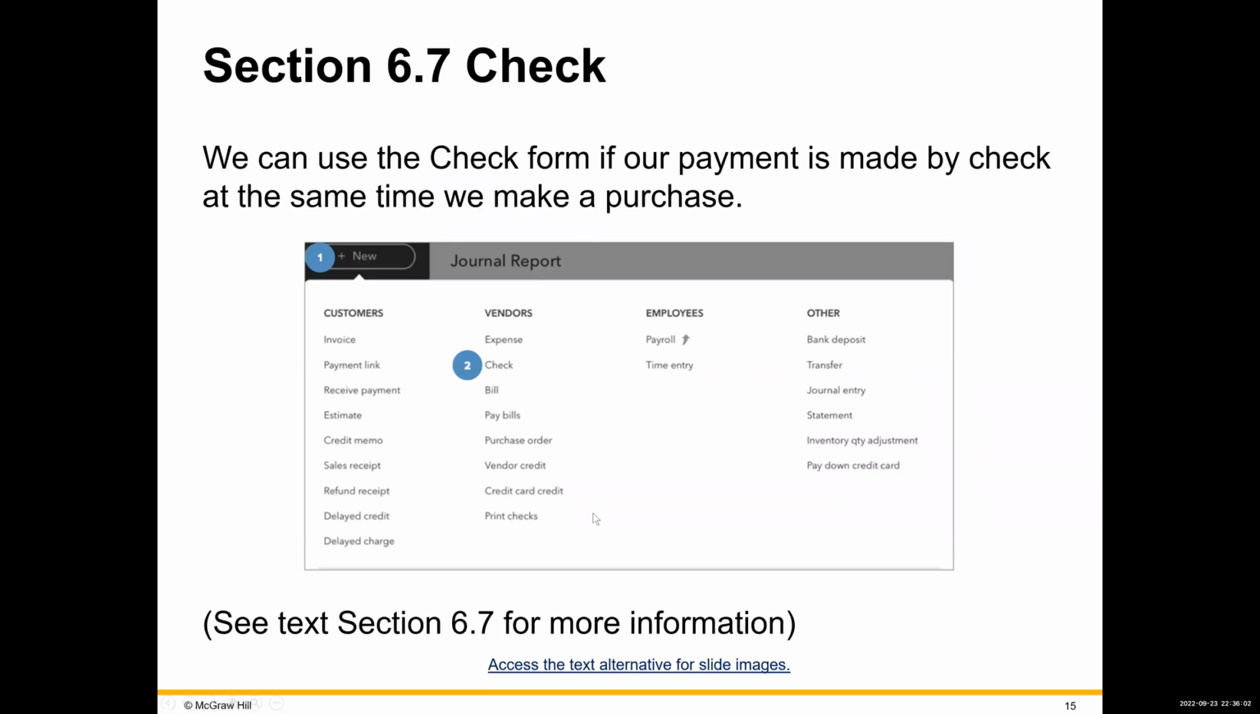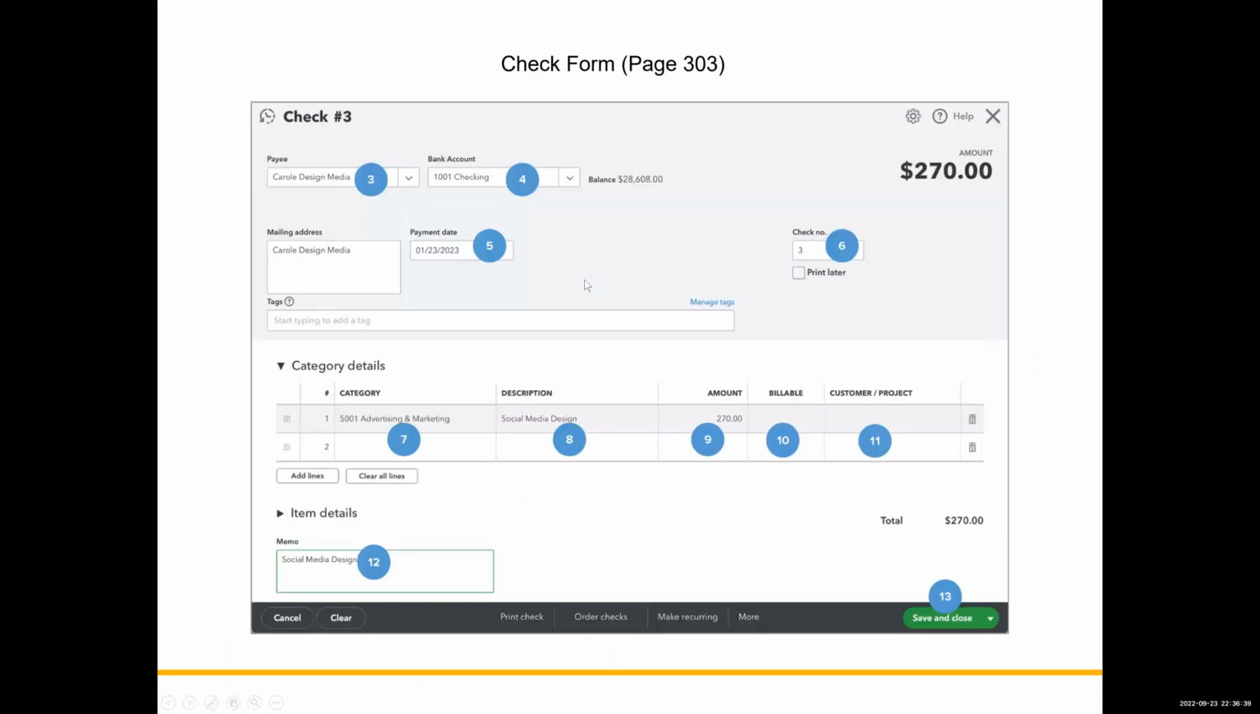Now, we can also use the check form. Now, this is a particular type of form because you have to make the purchase by using your checking account, right? So, and it's done at the same time we make a purchase. So this is like a cash purchase, right? You don't use it for like say a purchase on account. So let's try this. The new icon, and then hit check.